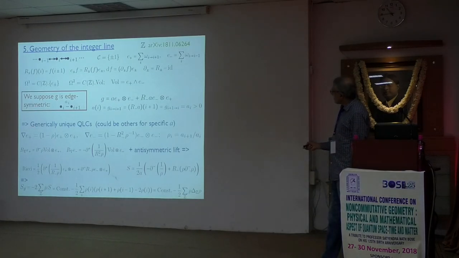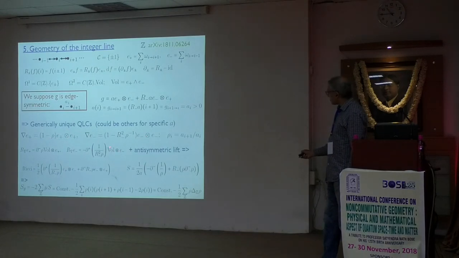You can solve for the QLC, so there is a unique quantum Levi-Civita connection for a generic A. It has this form. I'll just focus on this, where the thing depends only on the ratio. So it depends only on rho, where rho is the ratio of the metric length at an edge and the metric length at the next edge. So their ratios, how much the metric length changes between two adjacent edges, is what enters into the Christoffel symbols for the connection. And it also enters into the curvature.